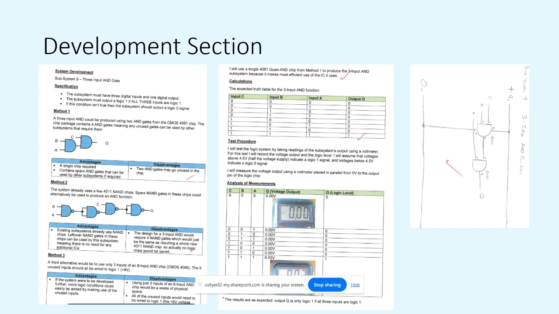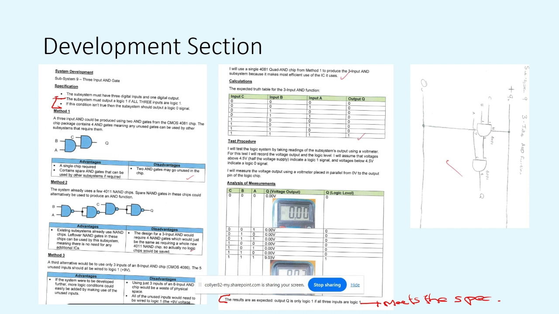Now notice, this analysis isn't wonderful. It's a little bit hard to see. And the results are expected. Output Q is only logic 1 if all 3 inputs are logic 1. And they should be saying meets the specification, because it does. It does meet the specification, which is here. And that's what your analysis should always be saying. Does what you've got meet the spec?